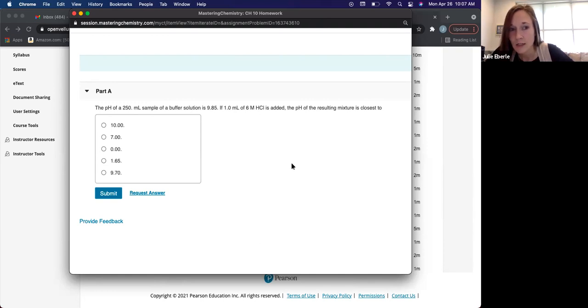So 10, that's actually higher, so that can't be it. 7 is lower than 9.85, but lower by quite a bit, almost 3 whole pH units. 0 makes no sense. It's 1.65, it's super low. So 9.7 is just below 9.85. That's what we would hope the pH would be maintained around. You're adding some acid, so you might expect pH to drop by a little, but not by a lot. Does that make sense?